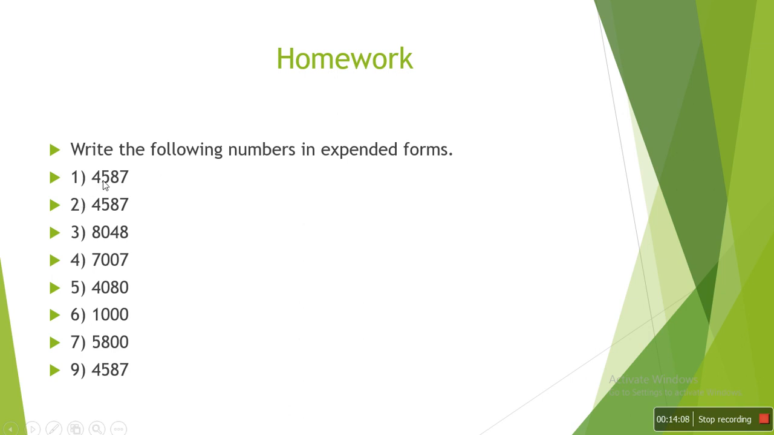So 4 is in which place? Thousands place. So write 4000. So 5 is in which place? Hundreds place. 8 is in which place? Tens place. And 7 is in which place? Ones place. And then you will calculate the number, so that you can know whether you have written the correct answer or not. So you will solve all these questions in the same way that I have solved in this question. Again I am repeating to you, you can solve in that way.